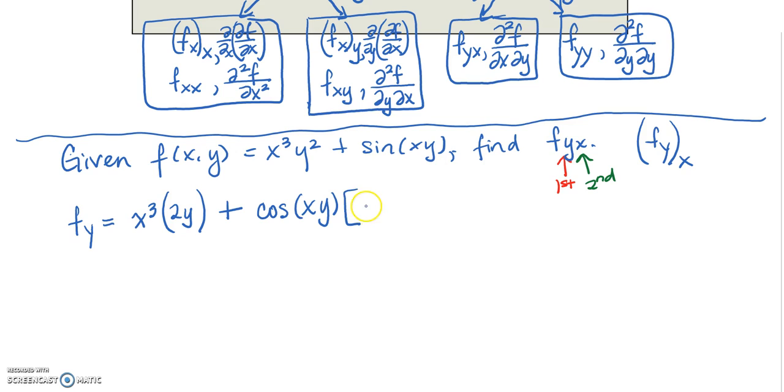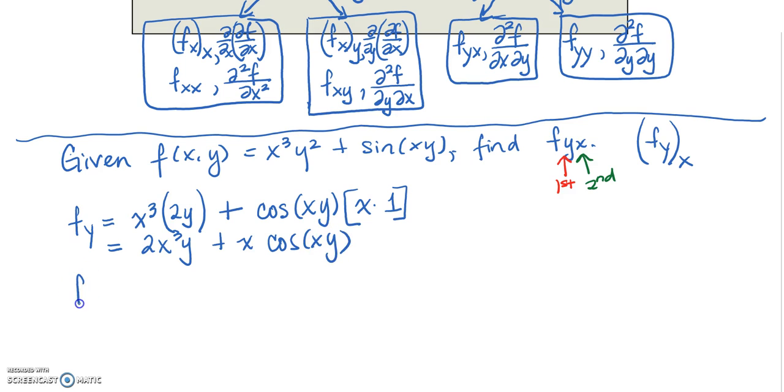Now I have x times y. We're treating x as though it were a constant, so I just keep it around. And then multiply by the derivative of y with respect to y. And that's going to give me a 1. So this partial derivative should be 2x cubed y plus x cosine xy.